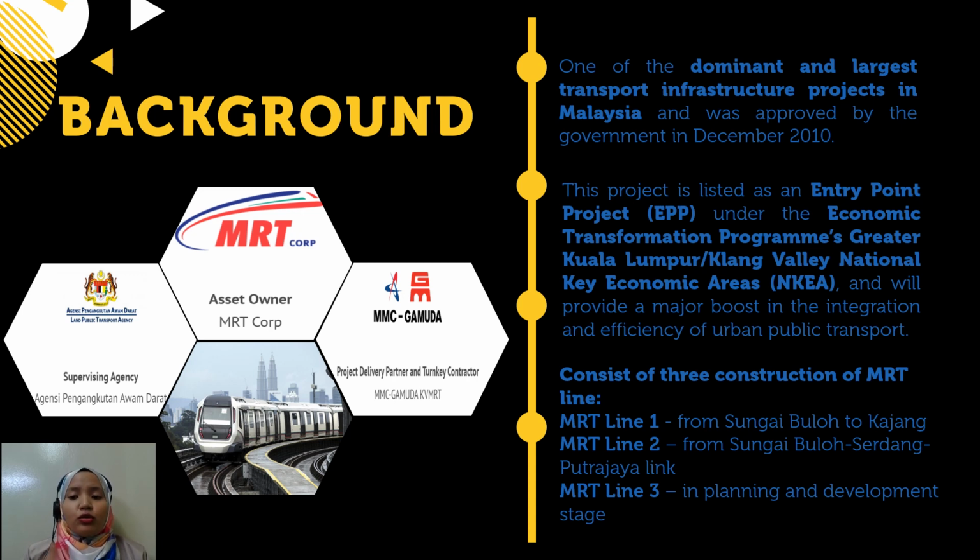The first is MRT Line 1. It operates from Sungai Buloh to Kajang. MRT Line 2 will operate from Sungai Buloh to Serdang and Putrajaya link, but this project is still under construction. And the third one is MRT Line 3, which is still in the planning and development stage.